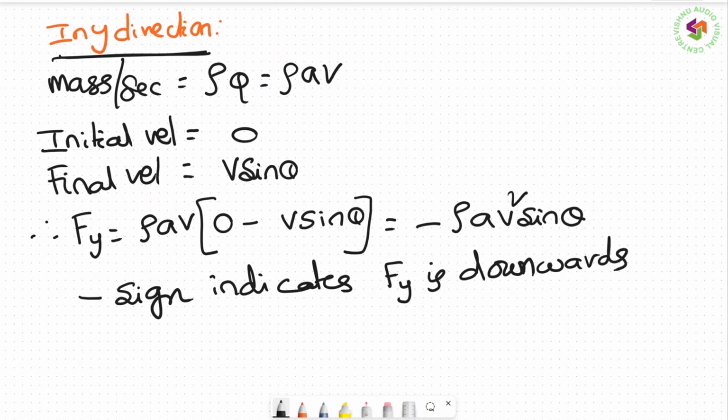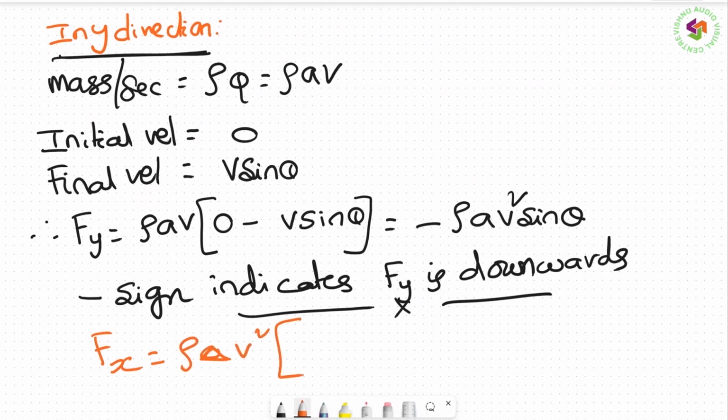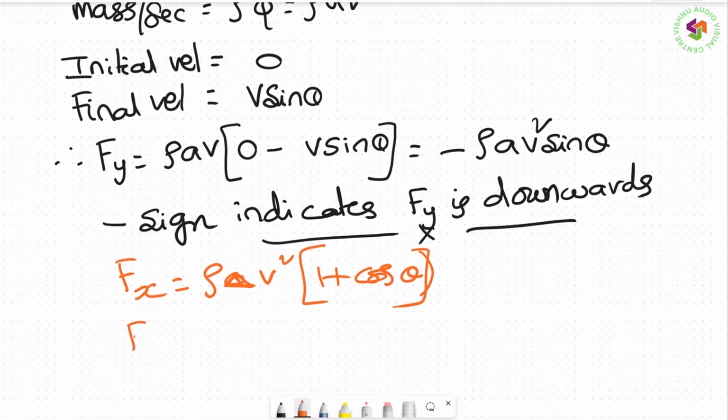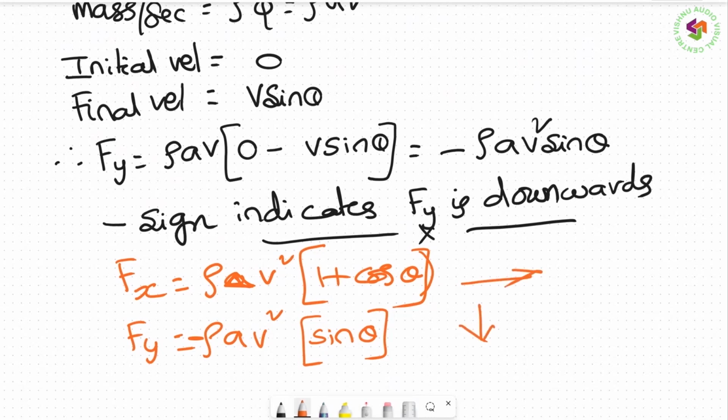That's all. So once again, to conclude: Fx is equal to rho A V square into 1 plus cos theta. Whereas Fy is equal to minus rho A V square into sin theta. Please don't forget this minus. That's why Fx will act like this, Fy will act like this. This is how Fx acts, this is how Fy acts. So this case is completed.